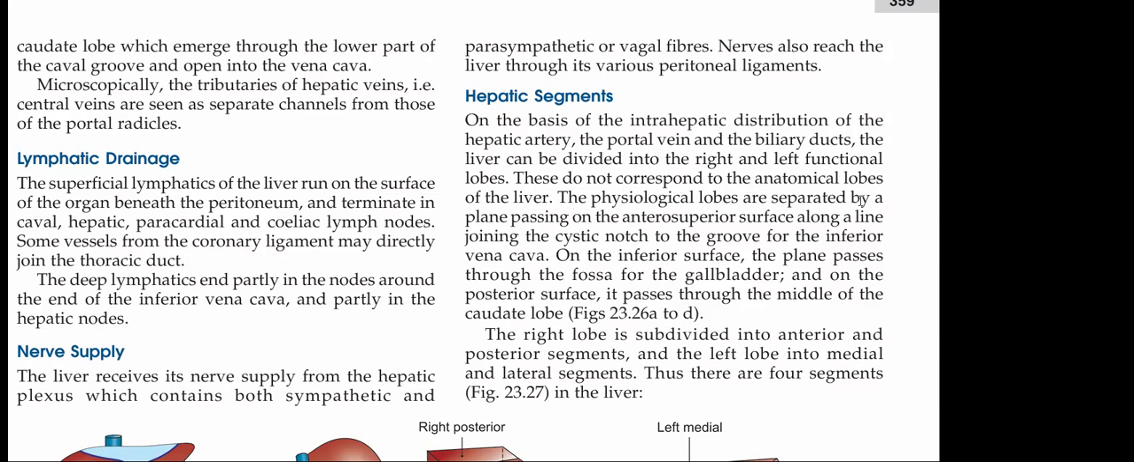The physiological lobes are separated by a plane passing on the anterior-superior surface along a line joining the cystic notch to the groove for the inferior vena cava. On the inferior surface, the plane passes through the fossa for the gallbladder, and on the posterior surface, it passes through the middle of the caudate lobe. The right lobe is subdivided into anterior and posterior segments, and the left lobe into medial and lateral segments. Thus, there are 4 segments in the liver.